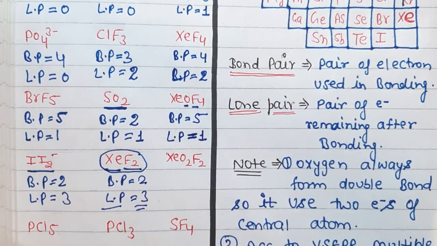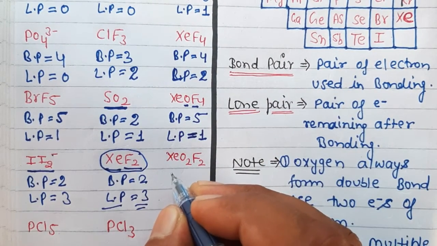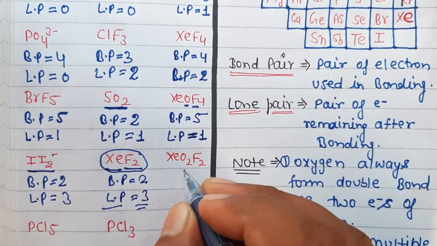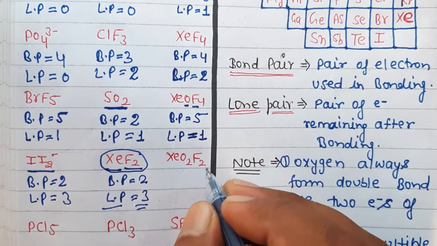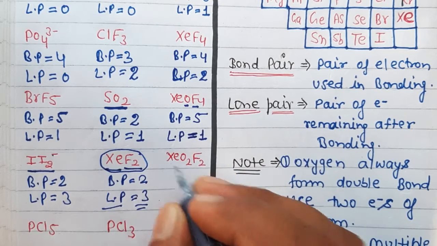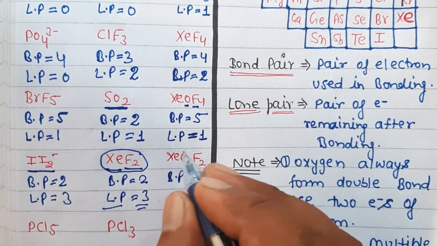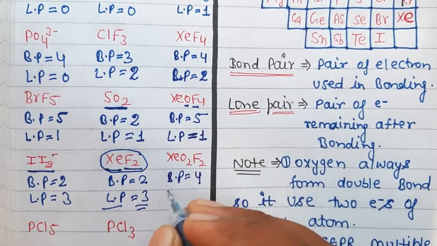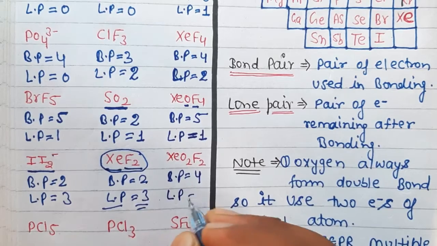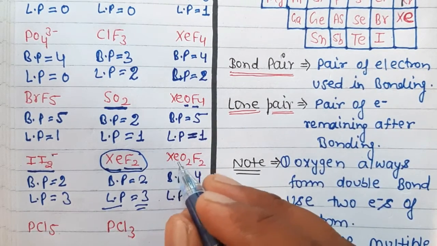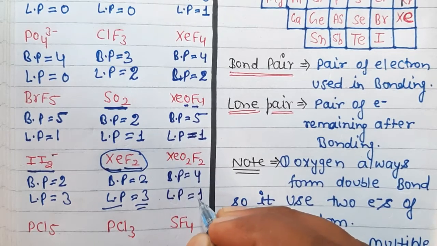In this molecule, xenon has 8 valence electrons and it uses 2 electrons with fluorine and 4 electrons with this oxygen atom, so a total of 6 valence electrons are used by xenon, and the number of bond pairs is what? 4, because the surrounding atoms give the number of bond pairs. And the lone pair is what? Because it uses 6 valence electrons, it has 2 valence electrons left, so the lone pair is 1.